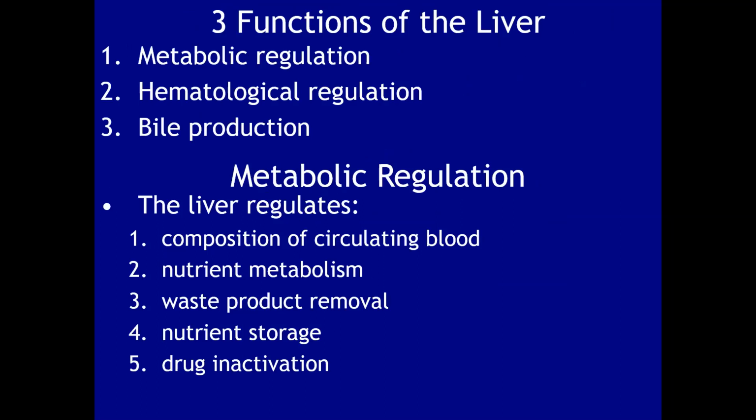So what does your liver do? Helps with metabolism. It helps with blood regulation or hematological regulation, and it also helps with bile production. So if you look at the metabolic regulation, that's going to help with the composition of circulating blood, how you metabolize nutrients, how you remove waste, the storage of nutrients, and drug inactivation.